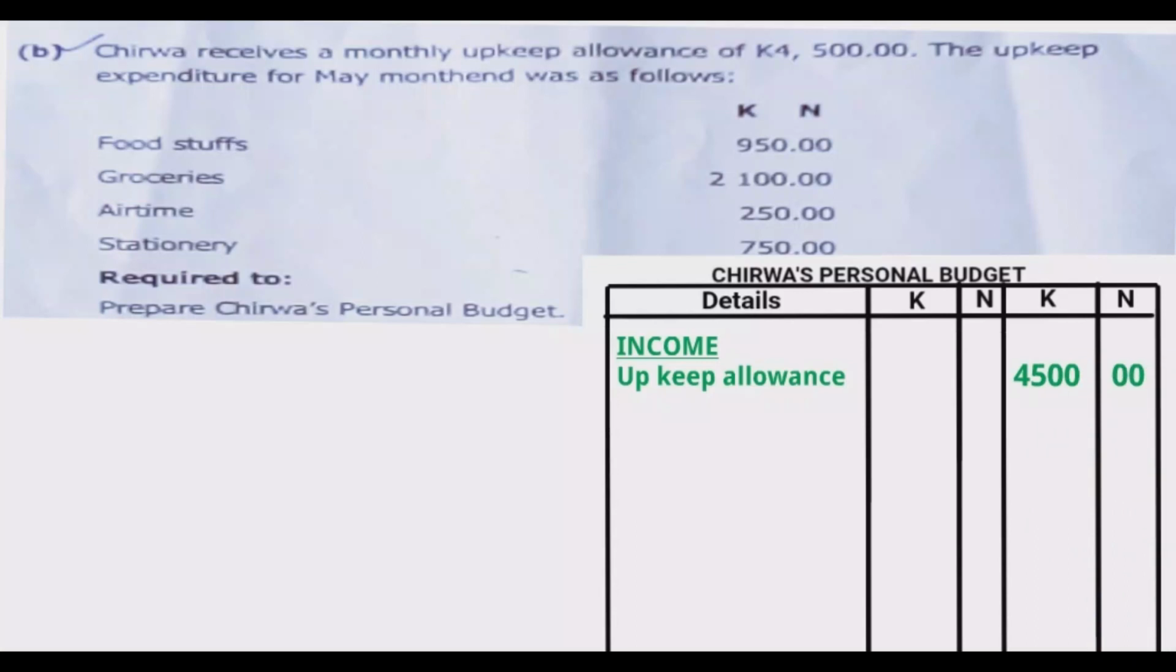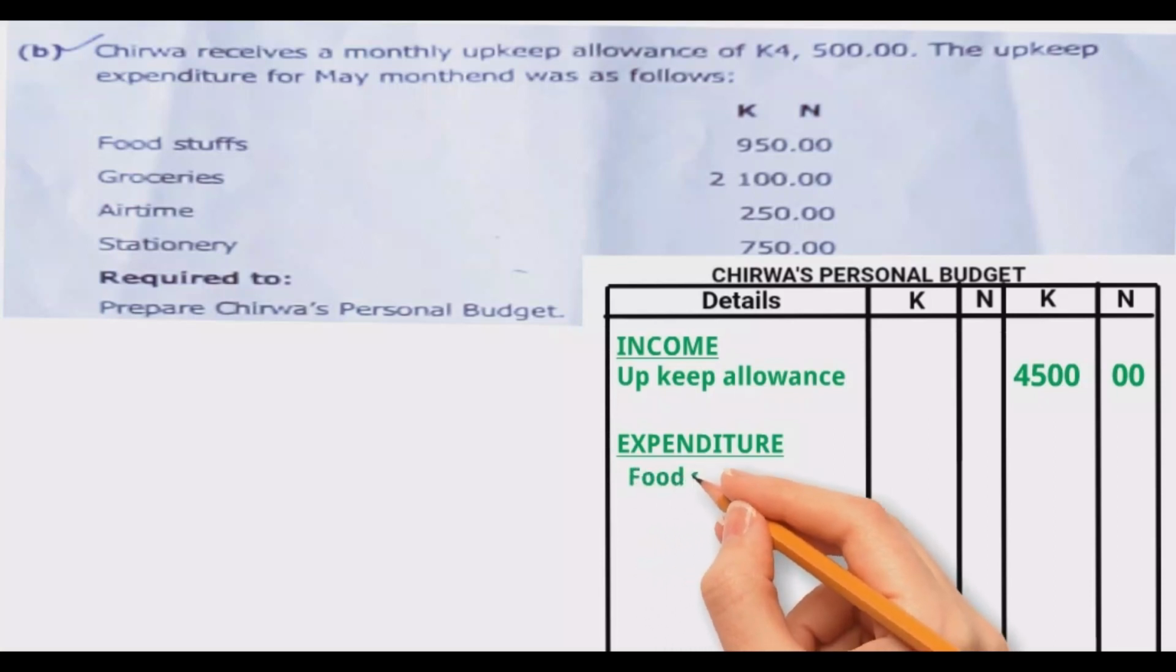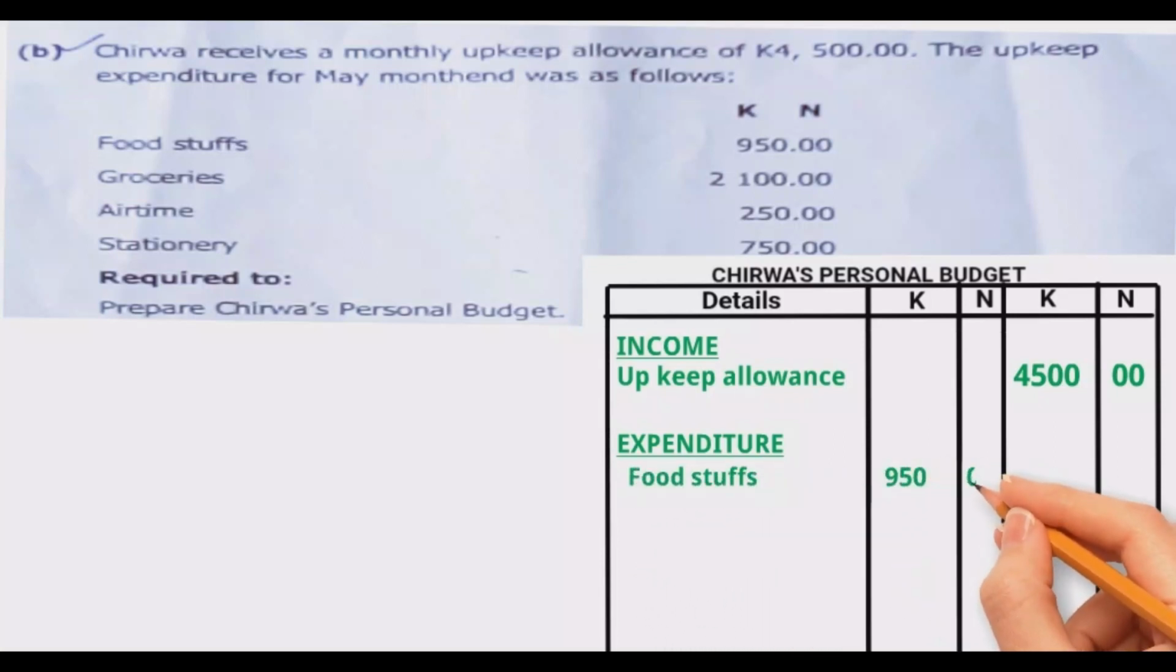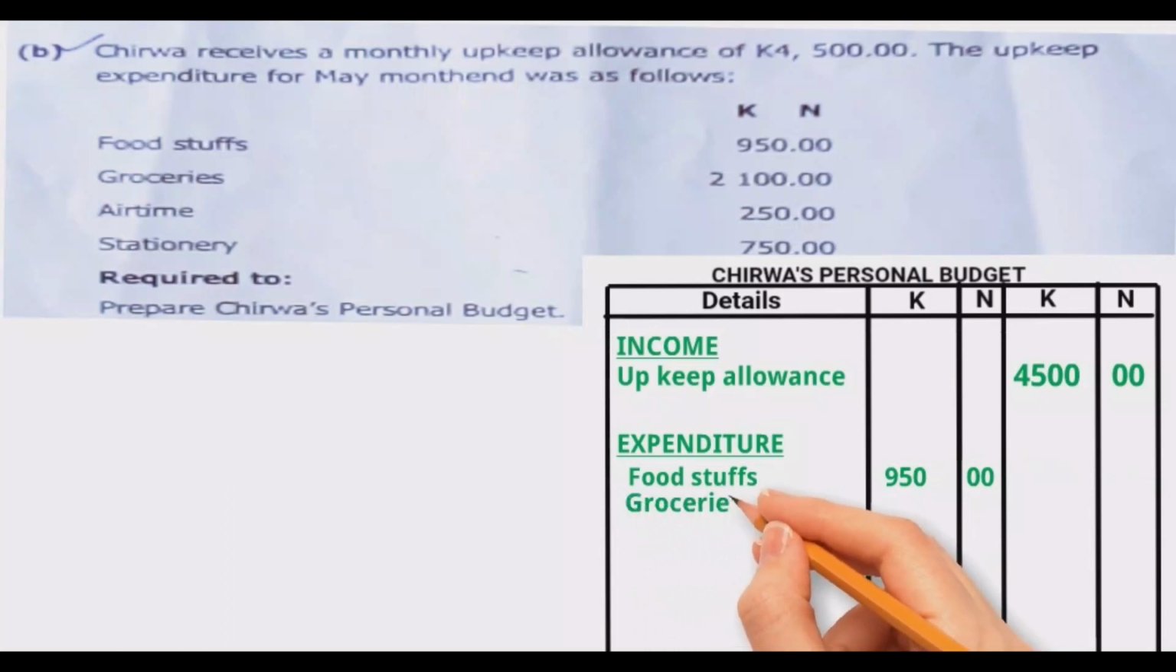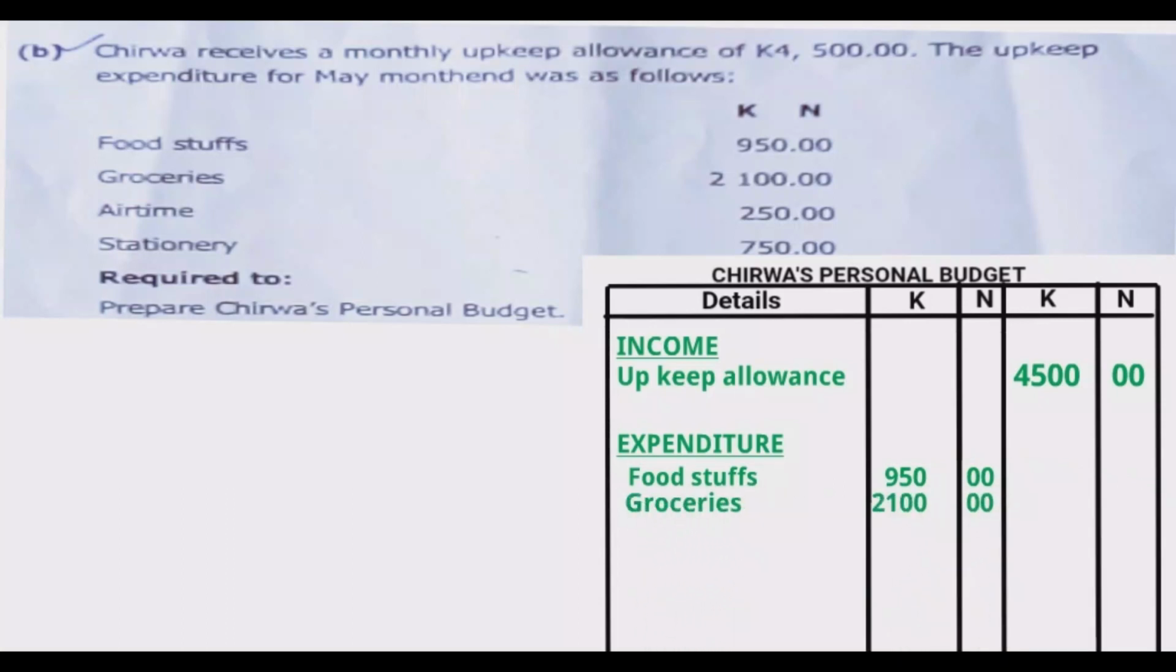Okay, so now we come to expenditures. What do you want to buy from that money? That is what will be under expenditure. We start with the first, foodstuffs, which is 950 kwacha. Next, groceries, 2,100 kwacha. Third, airtime, which is 250 kwacha. Then, last but not least, 750 kwacha for stationery. These are the things you want to spend money on.